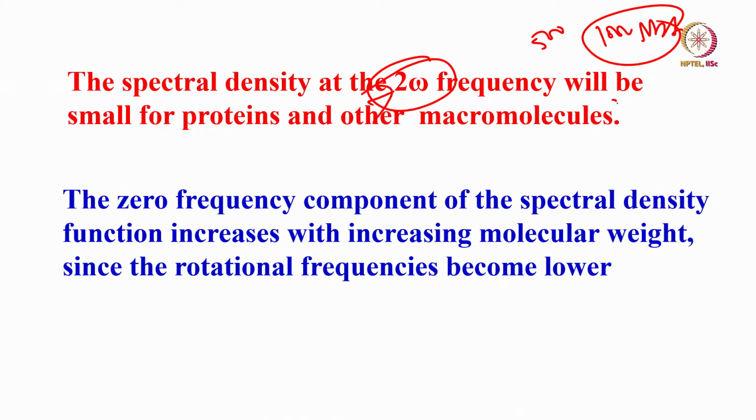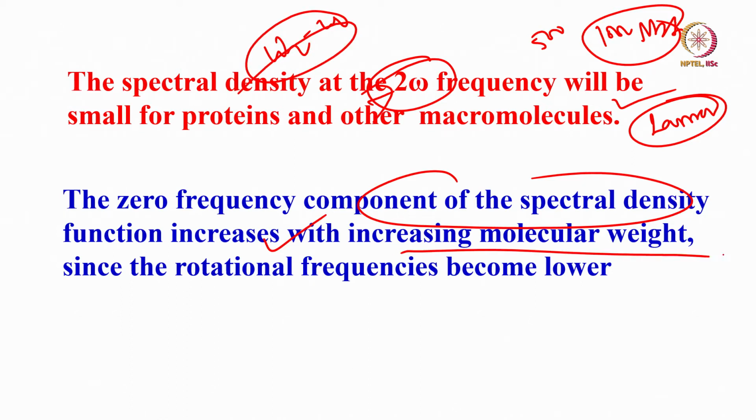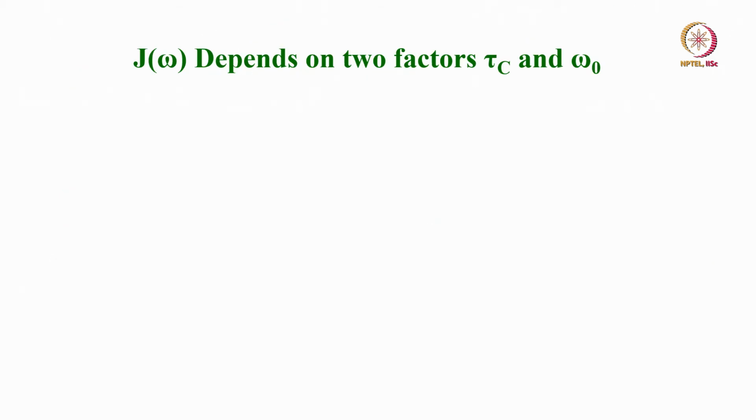We can find out what is the relaxation pathway for that. When that is absent, only W at the Larmor frequency, whatever you see, that is dominant. The zero frequency component of the spectral density function then increases because of this. Finally, we found out W2 minus W0. So when this increases, it increases the molecular weight. See, the rotational frequency becomes lower. This is the important concept.